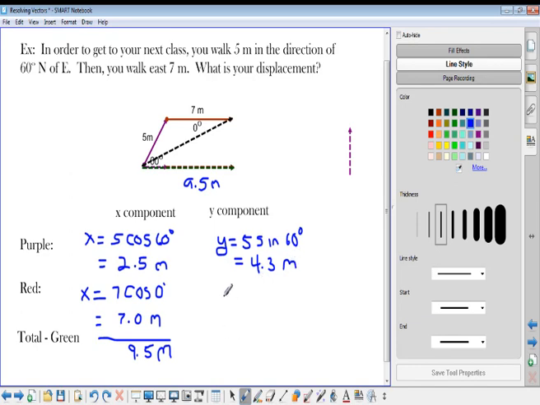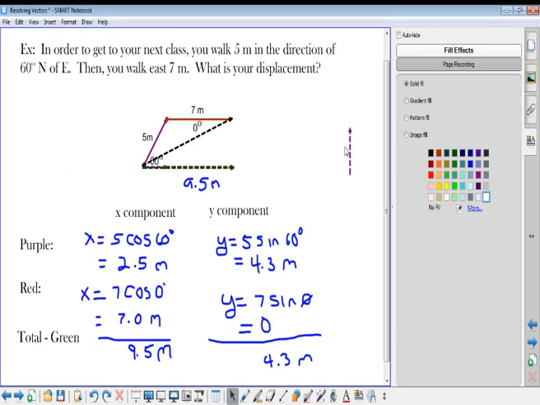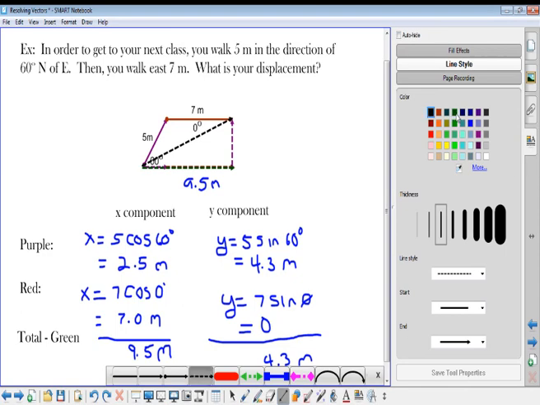Do the same with the red vector, and I'm going to do it the long way. You can type into your calculator the sine of 0 and prove to yourself that it's 0, but the sine of 0 degrees is nothing, because that particular angle will not go up and down at all. It will have no vertical component. So this is going to be nada, 0. So I'm going to add those up. 4.3 plus 0 is 4.3 meters. So what I've just found here is this little purple component, which, just to be consistent, I'm going to turn into a little green component, is now 4.3 meters long.